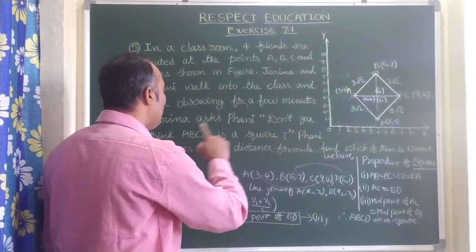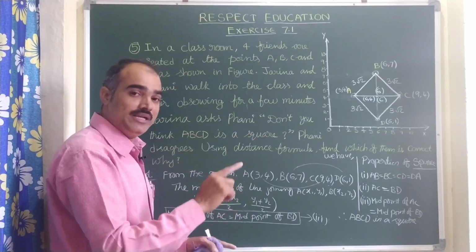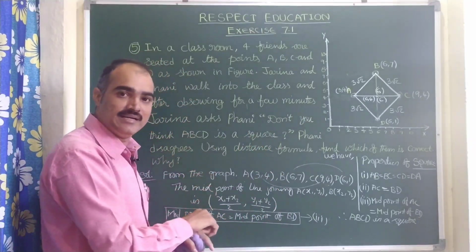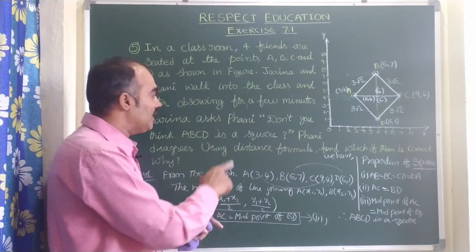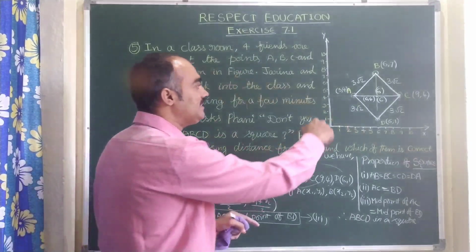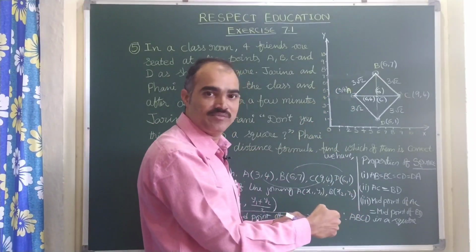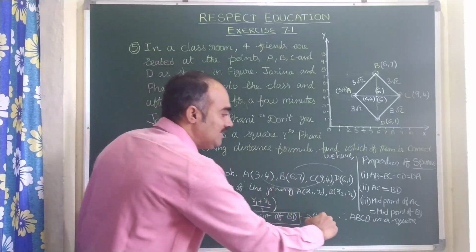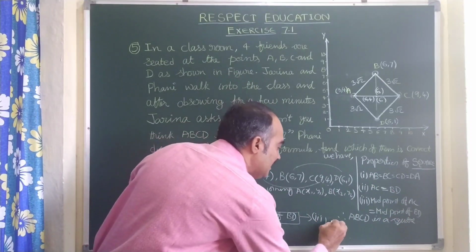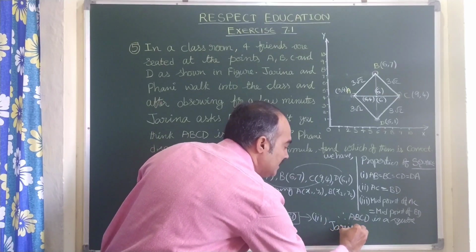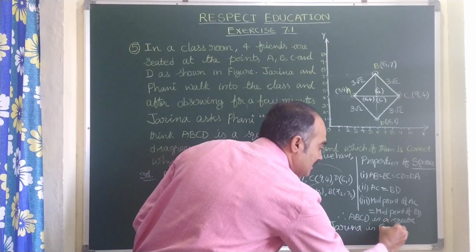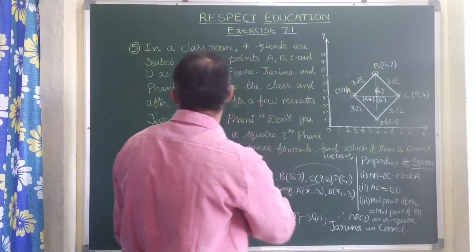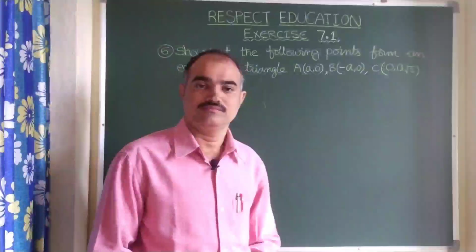Zarina says, don't you think ABCD is a square? Means she already is confirmed that ABCD is a square, whereas Funny disagreed. So who is correct? Zarina is correct. What she says, ABCD is a square, we too got ABCD is a square. Here it is asked which of them is correct. So since ABCD is a square, we can write that Zarina is correct, or Zarina gives the correct answer. So with this, the fifth problem gets completed.